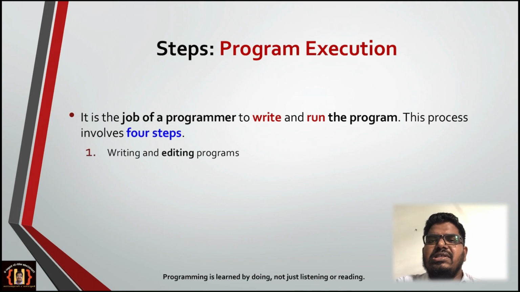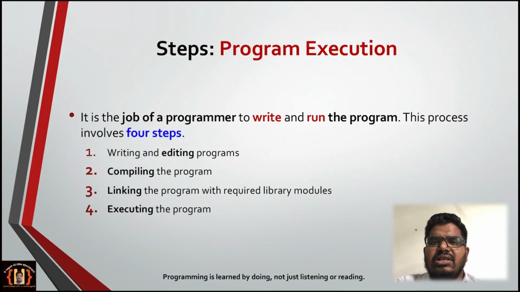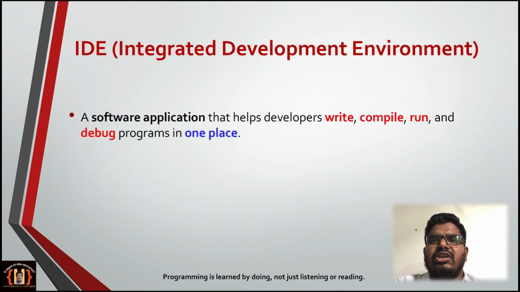The first step is writing and editing the programs. So you have to type the program, and the second step is compiling the program. And then the third is linking the program with the required library modules. I'll explain all these steps in detail in a minute. Next is executing the program. So these are the steps. After executing it, we usually go for debugging, etc.